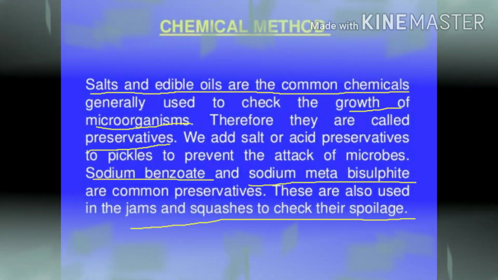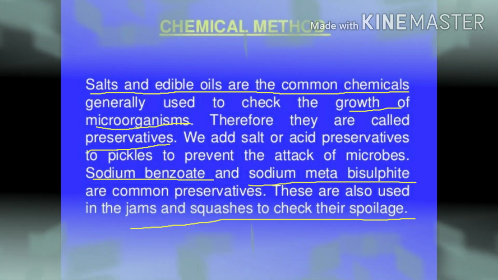Next we will discuss the chemical method to prevent the attack of microbes. Salts and edible oils are the common chemicals generally used to check the growth of microorganisms. Therefore, they are called preservatives. A preservative is a substance or chemical that is added to products such as food products to prevent decomposition by microbial growth. We add salt or acid preservatives to pickles to prevent the attack of microbes.